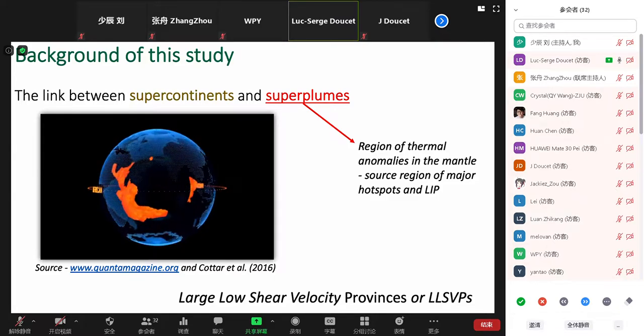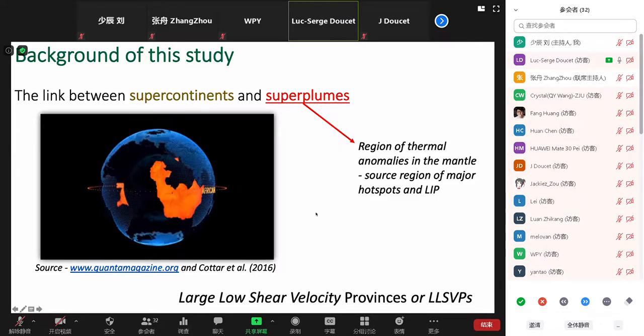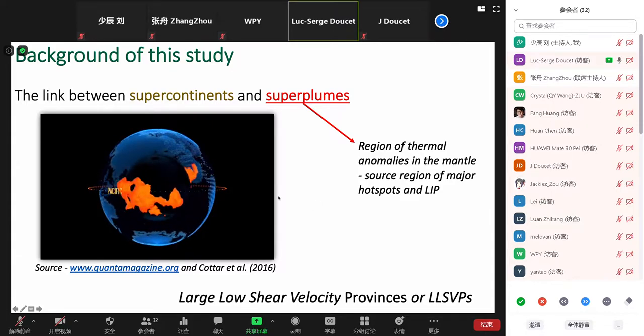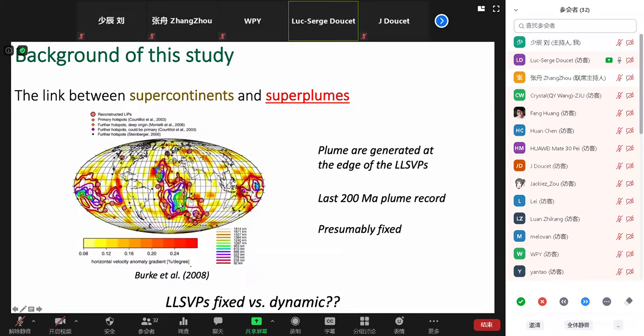So this is really important. And how do we know that? If we reconstruct, so this is the same, this is the Earth. You have the thermal anomalies and you have the plumes represented here. And more importantly, you have the reconstructed LIPs, which means the position where they were formed. And you have different values for the boundary of the LLSVPs.